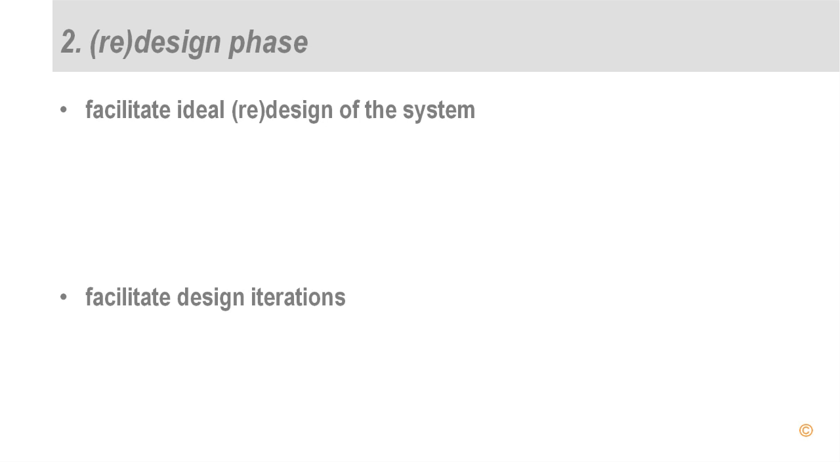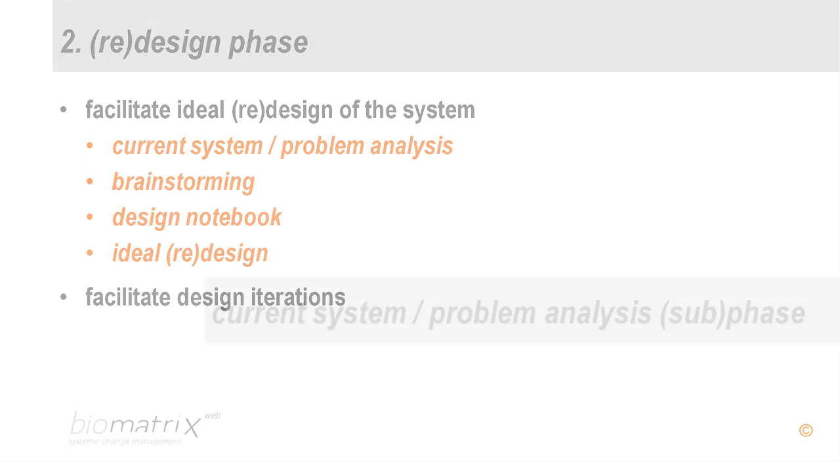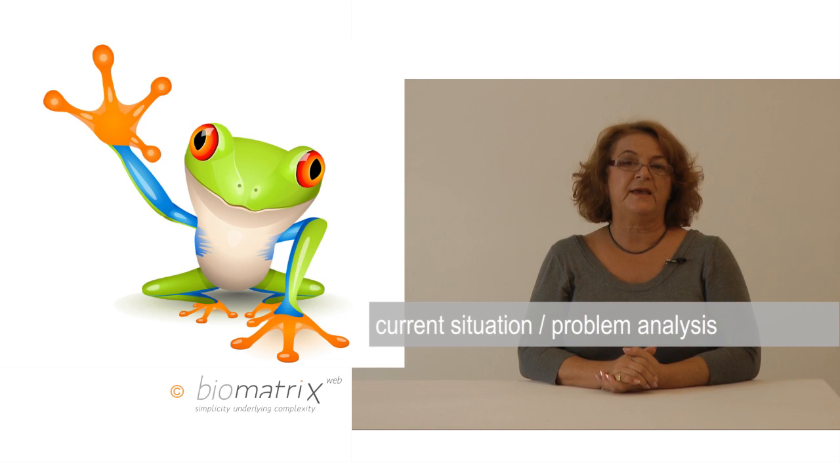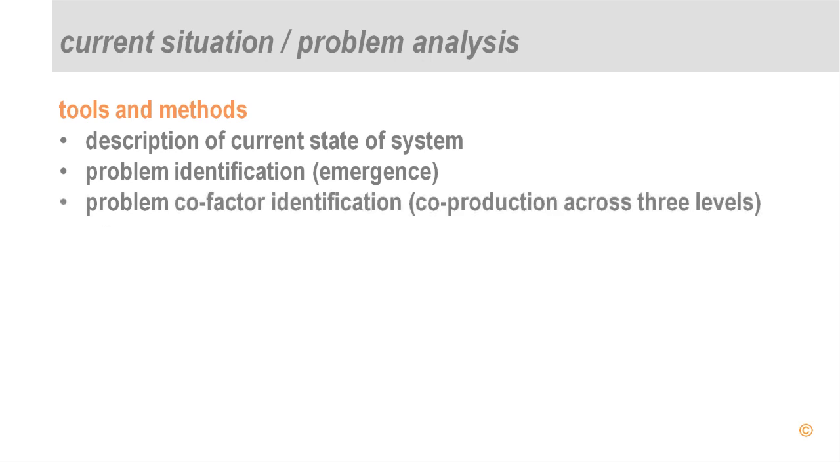Step 1 is identifying the problems in the current system. Step 2 is brainstorming ideas for an ideal design. The design notebook phase organizes those brainstormed ideas, and then the ideal design phase is using those ideas to actually create an ideal design for the system. The various tools and methods we have discussed in module 2 included identifying problems, identifying problem cofactors.